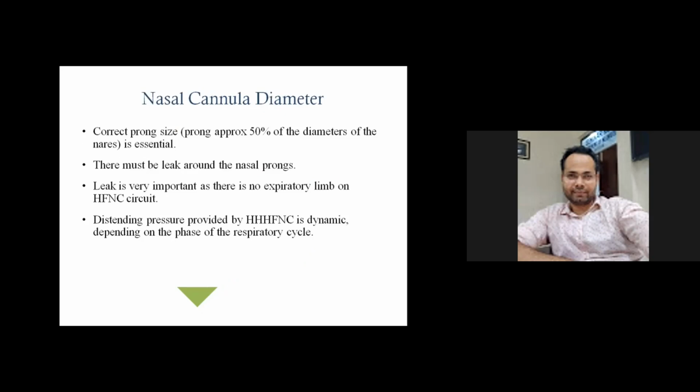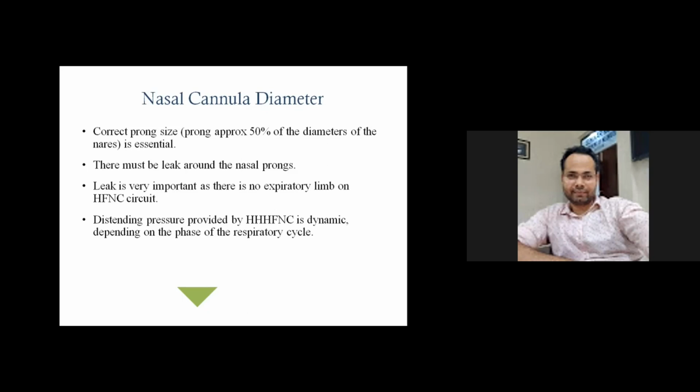Talking more about the nasal cannula diameter, we should always use the correct prong size. It should always be less than 50% of the diameter of the nares, and preferably between 25 to 30%. There must be a leak around the nasal prongs, and the leak is very important as there is no expiratory limb on the HFNC circuit.